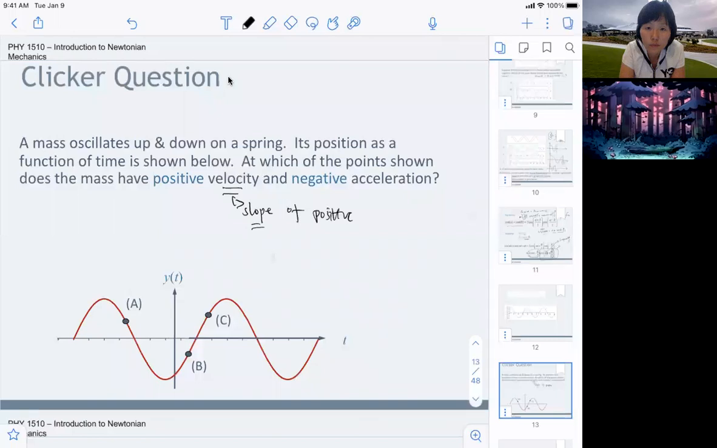All right, 10 more seconds. If you haven't voted already, we'll wait for 10 more seconds.